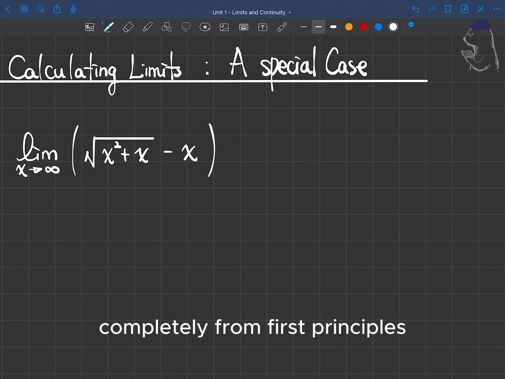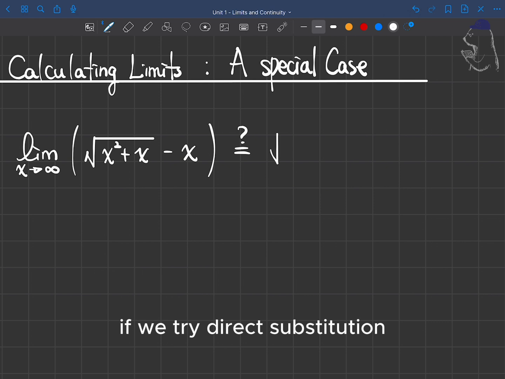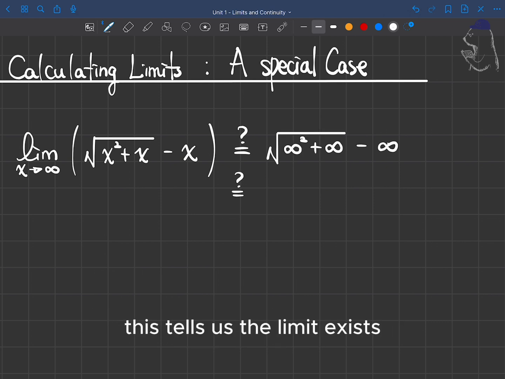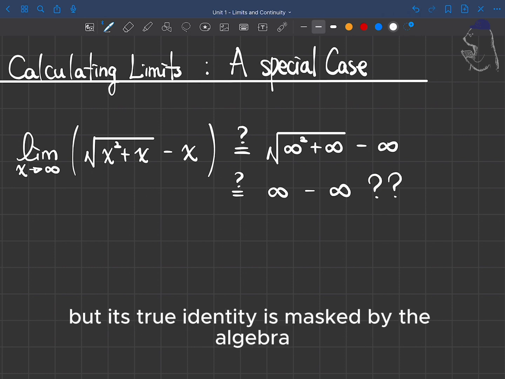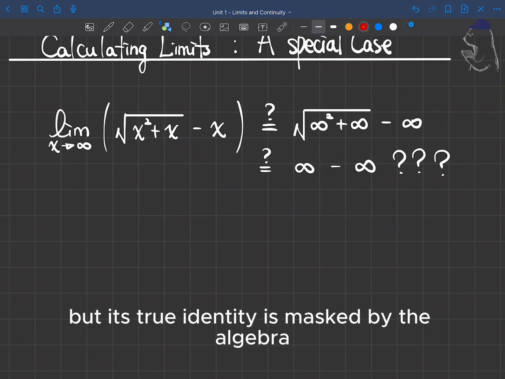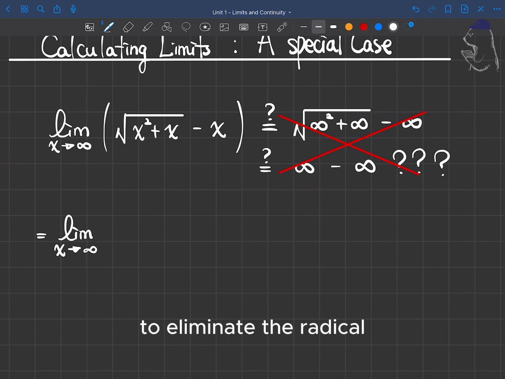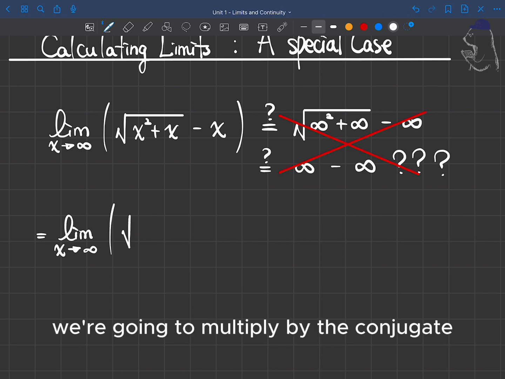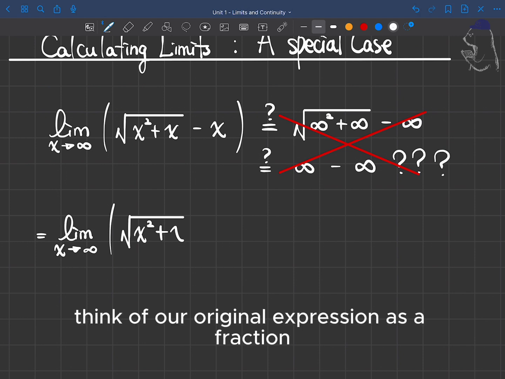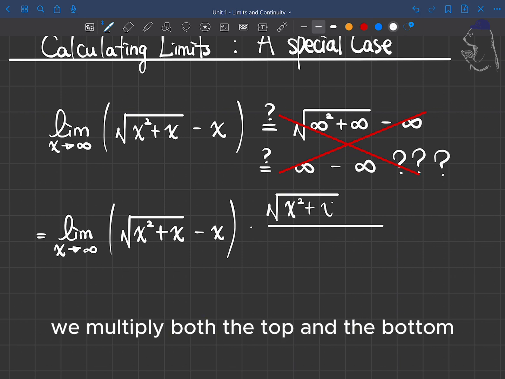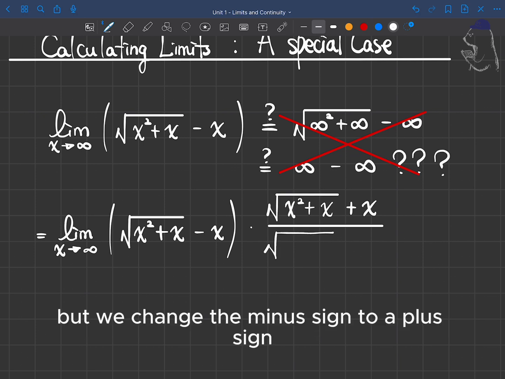completely from first principles. If we try direct substitution, the expression collapses into an unhelpful state. This tells us the limit exists, but its true identity is masked by the algebra. To unmask it, we need a strategy to eliminate the radical. We're going to multiply by the conjugate. Think of our original expression as a fraction with a denominator of 1. To rationalize the numerator, we multiply both the top and the bottom by the exact same expression, but we change the minus sign to a plus sign.